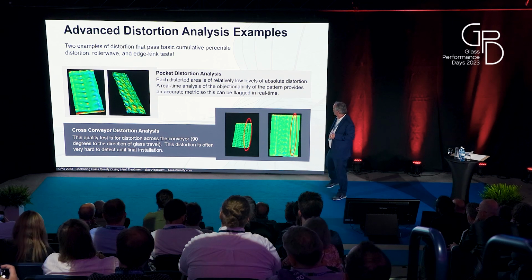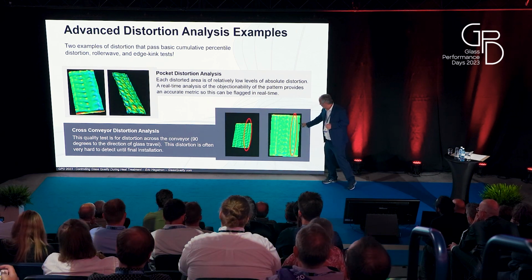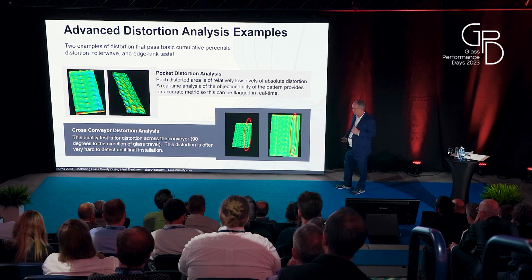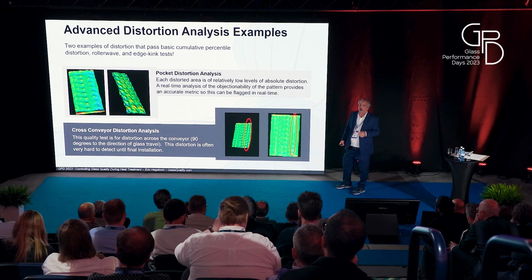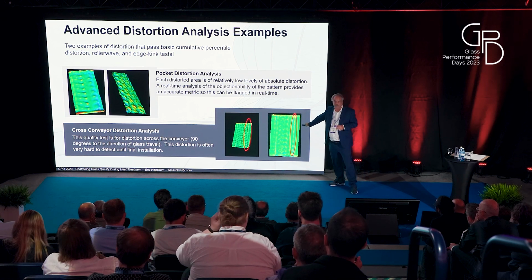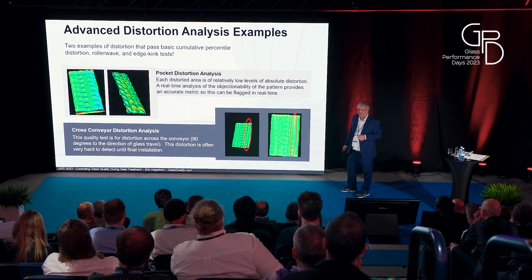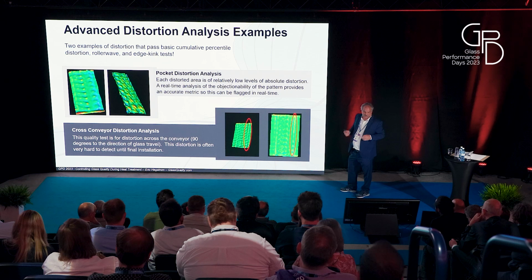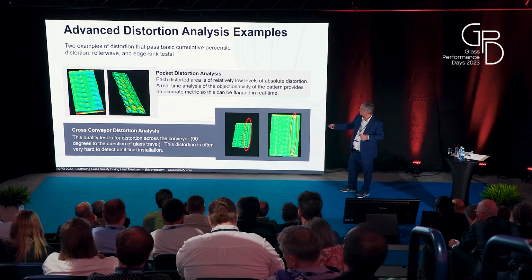There's also something called cross conveyor distortion. It's this fine fold line that you'll see running in the direction of the conveyor. And you're hard pressed to even see this on the zebra board when you're looking for it. So it's important to have a system that will pull this out and call it out and mark it with the red X and tell you to reject it or adjust your system.